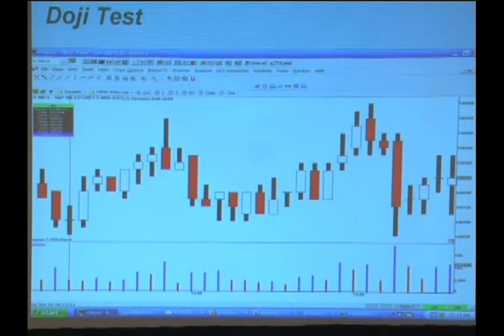And the great thing about tests is they have to react right away. So it's a quick trade. You're going to be right or you're going to be wrong, and you're going to be in or you're going to be out. And if you're in, you're going to be trailing your stops. I'm going to show you how to do that in the next seminar. You need to trail your stops and then ride that.